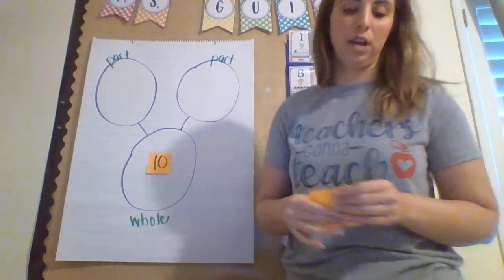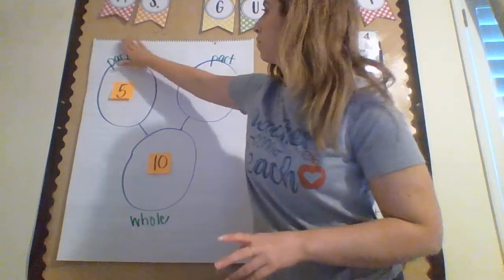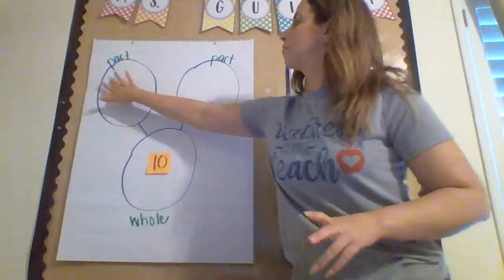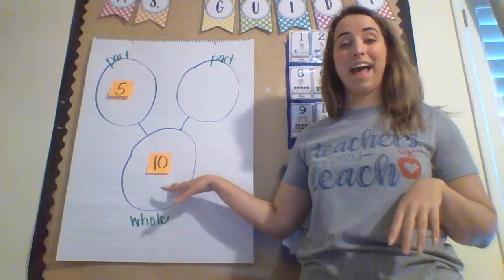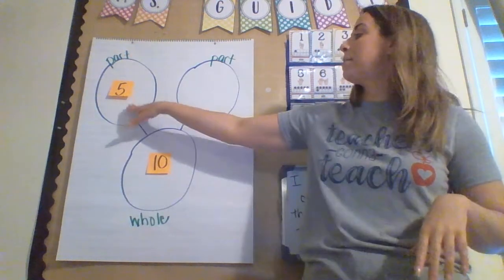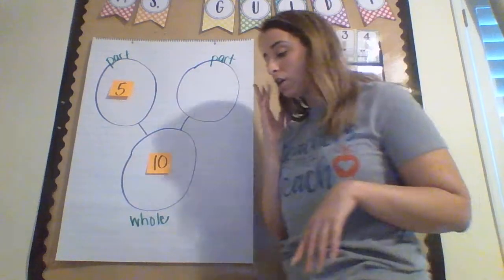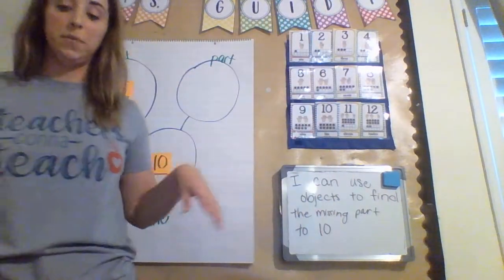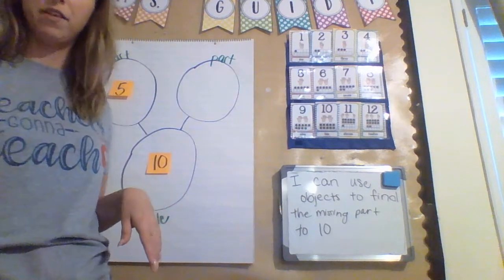All right, next one. Here we go. Here is my next part. So I know in all I have 10, and one of my parts is 5, okay? So go ahead and use your manipulatives. If you have your counters, make sure you have 10, all one color, and then flip over 5.